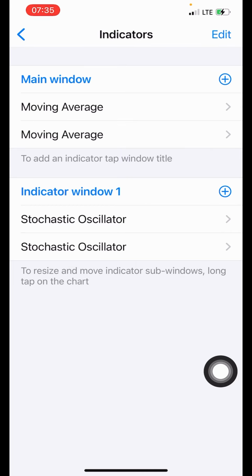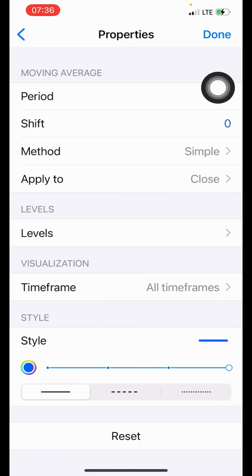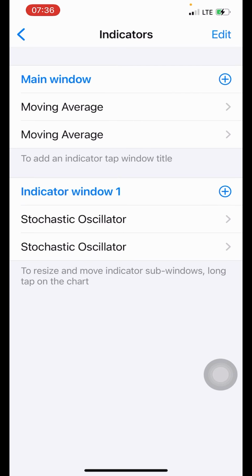You click on done. Now for the second moving average, you click on this plus icon again. Now the period for this one is 100, the color is blue, 4 pixel. Every other thing is the same. You click on done. Now you click on the main plus icon again.